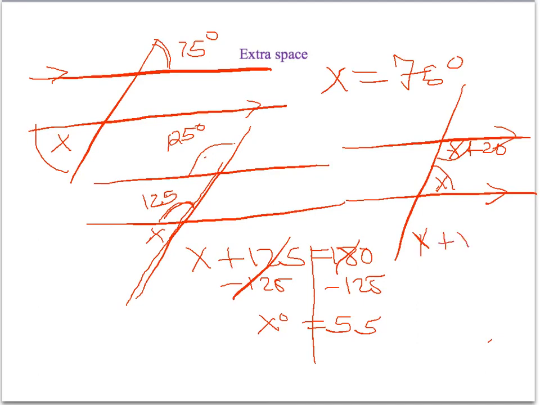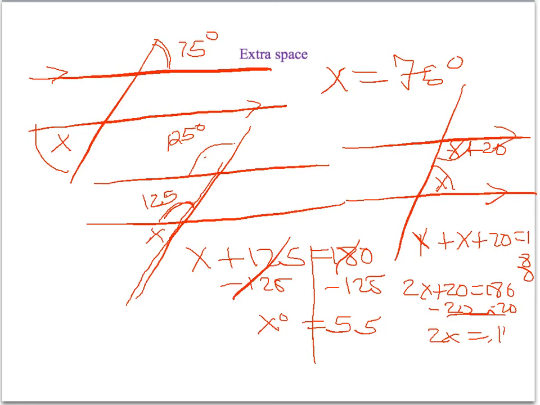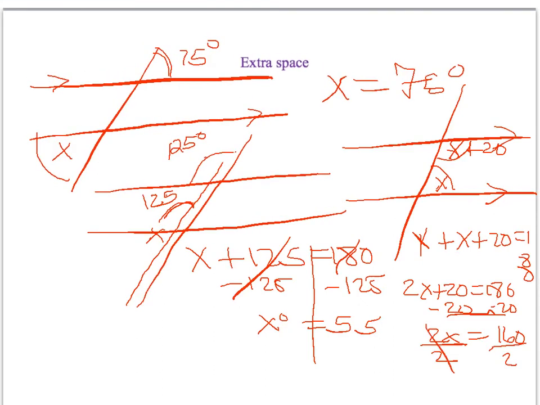That means I have X plus X plus 20 equals 180. X plus X is 2X, plus 20 equals 180. If I subtract 20 from both sides, I get 2X equals 160. Divide both sides by 2, and it turns out that X equals 80. So that means this angle is 80, and this angle is 80 plus 20, or 100. Let's see if 100 plus 80 is 180.